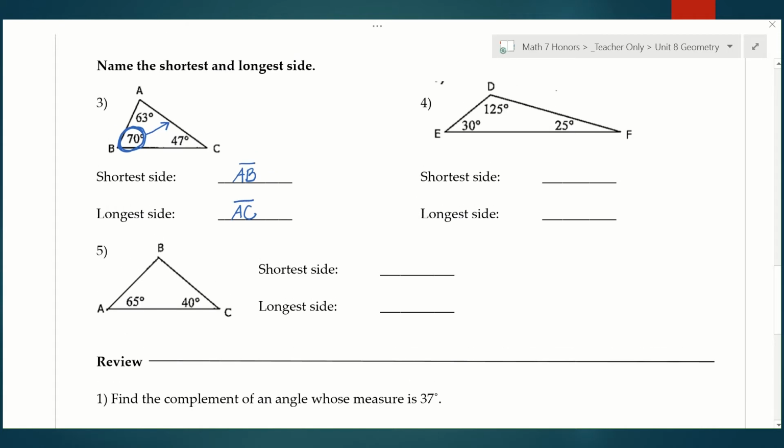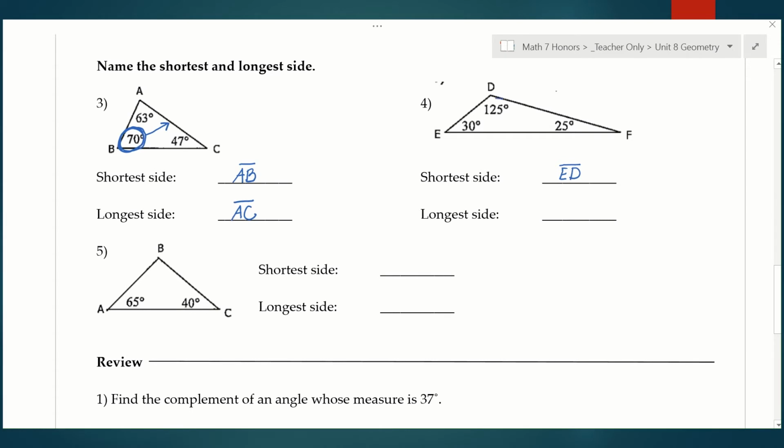Okay, let's do the same for number 4. So the shortest side is across from the smallest angle. So 25 degrees is our smallest angle, which means the side across from it is ED. Now, if you said DE, that's okay too. The order doesn't matter here.